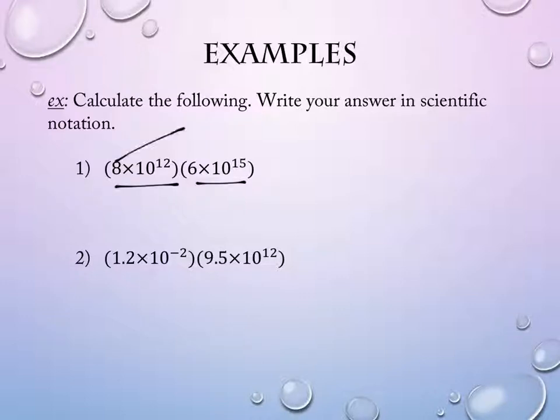So Preston is asking me about my exponents, so I'm going to pause on that one for just a second, but you're right. First I want to deal with the 8 and the 6. What is 8 times 6? 48.